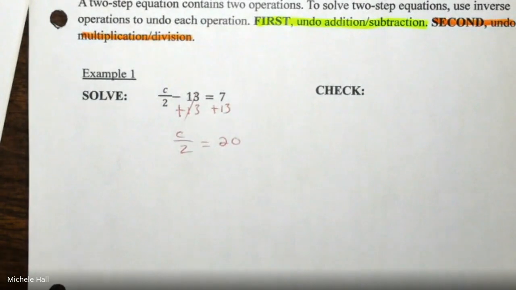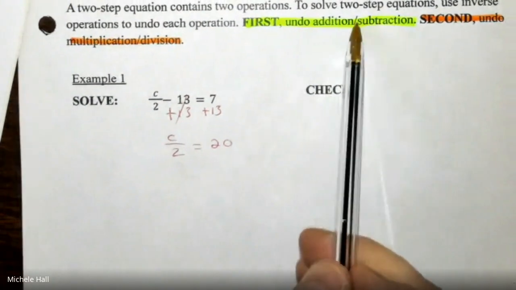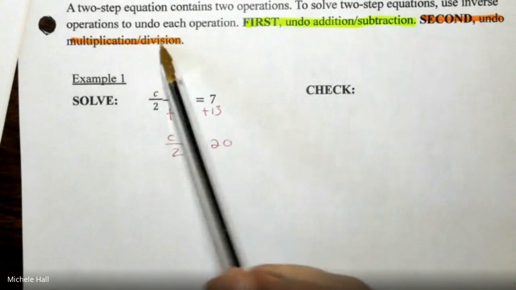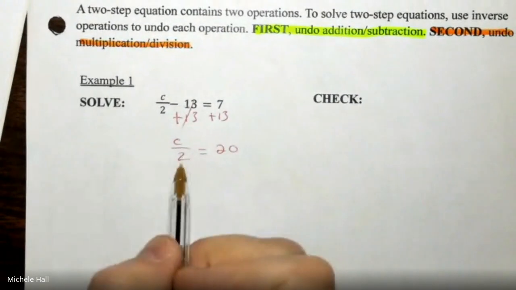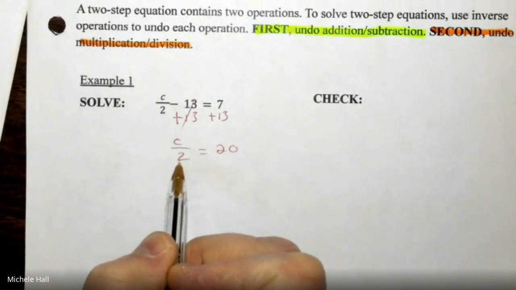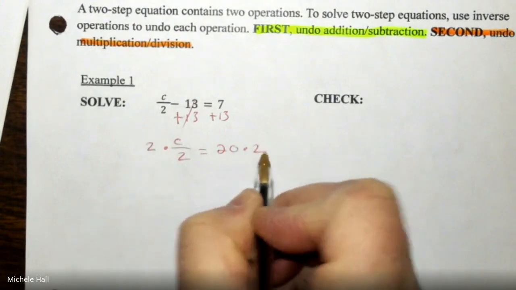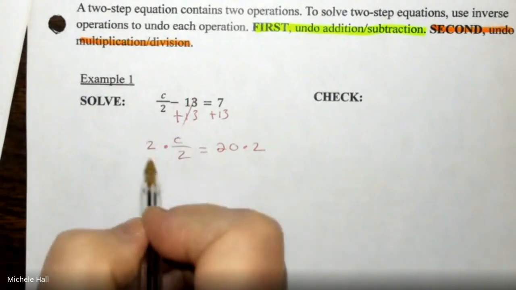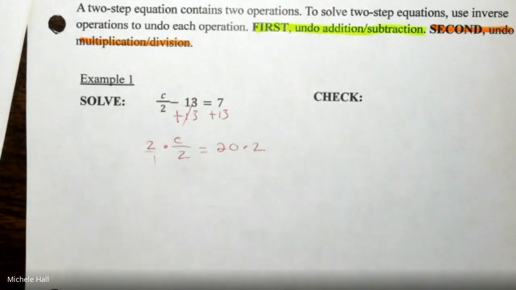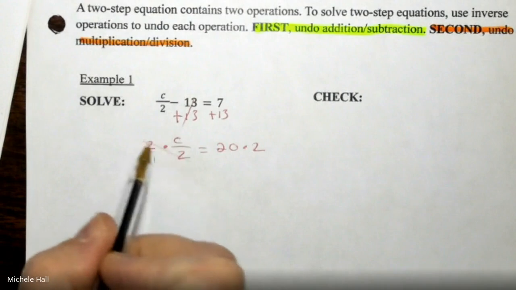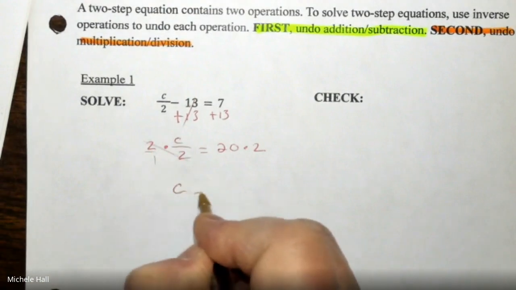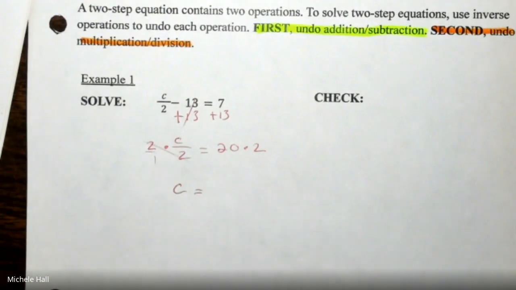All right, we undid the addition and subtraction first, and now we're moving on to undoing the multiplying and dividing. What's the opposite of dividing by 2? We're going to multiply by 2. If I make my 2 a fraction, which also happens to be the reciprocal, I'm going to cancel those 2's. And then we have 20 times 2.